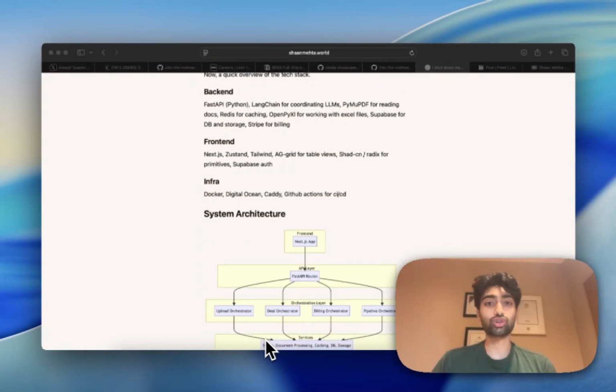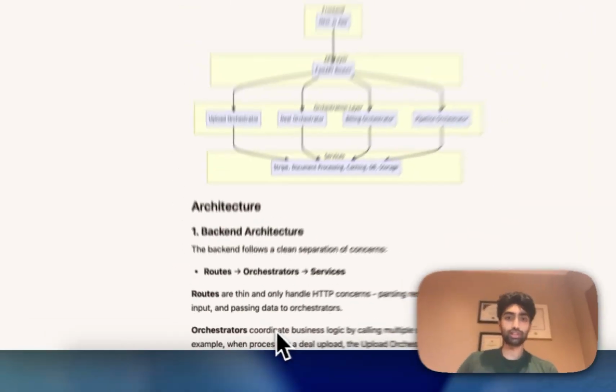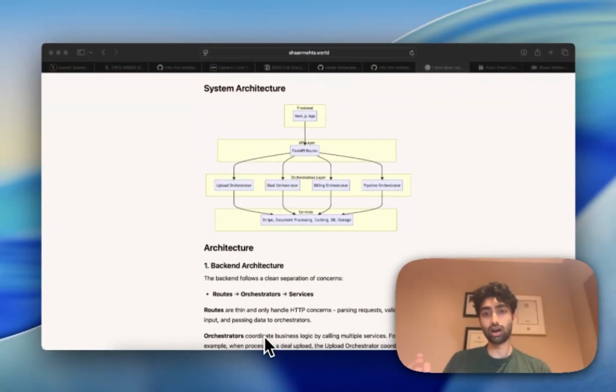In terms of infrastructure, the product was deployed on DigitalOcean droplets, containerized, and then we used GitHub Actions for the CI/CD. System architecture. So the front end sends requests to the back end, and then the back end is split into 3 separate layers. We have the routing layer, which is just HTTP requests, the orchestration layer, which manages services, which are pure stateless functions.